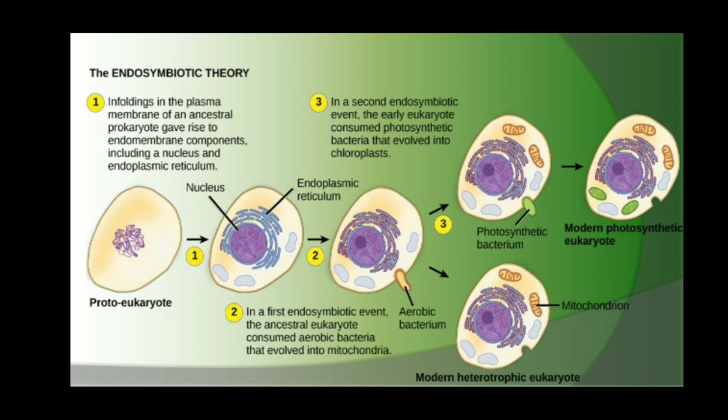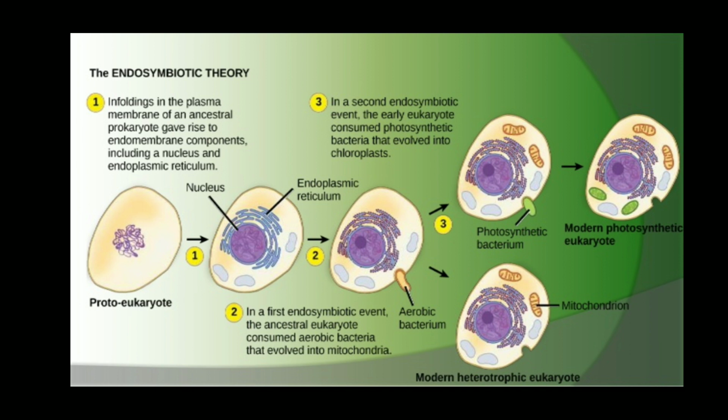The endosymbiotic theory says that there was an inner folding in the plasma membrane of an ancestral prokaryotic cell. They gave rise to the endomembrane components, including the nucleus as well as the endoplasmic reticulum, right? And these proto-eukaryotes, that is prokaryotic cells that were just evolving to become eukaryotic cells, right? So that's why these cells are called proto-eukaryotes.